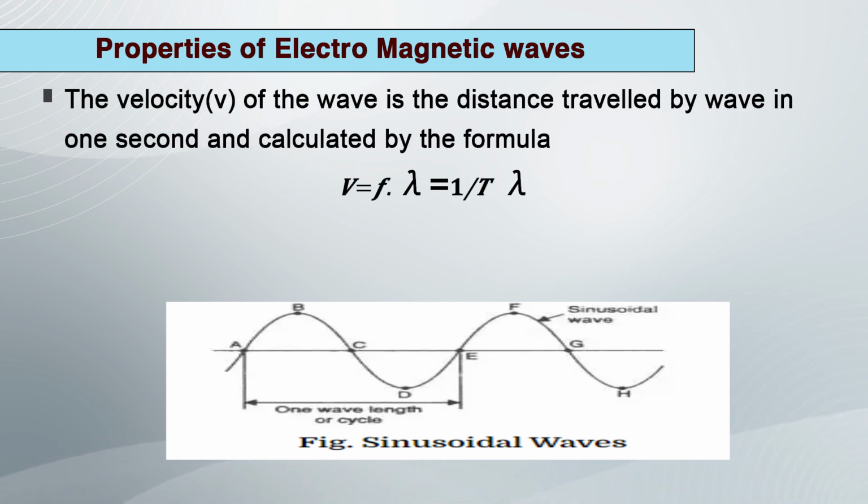The velocity of the wave is the distance traveled by the wave in 1 second and is calculated by the formula V is equal to F into lambda, that is frequency into wavelength. Frequency is the inverse of the time period, that is F is equal to 1 by t, where t is the time in seconds and V is velocity in meters per second.